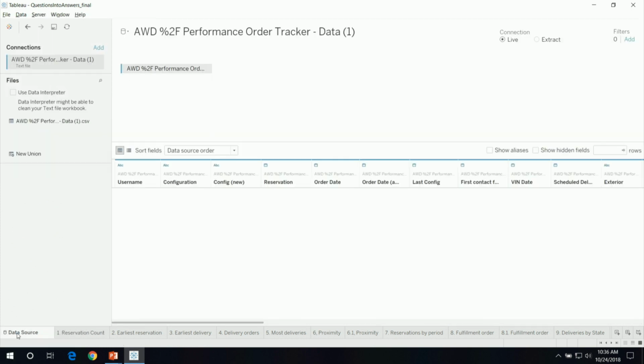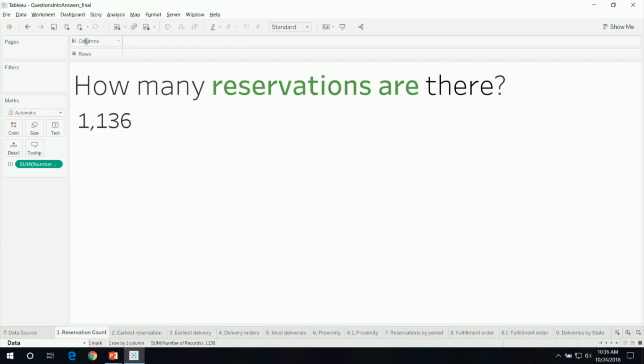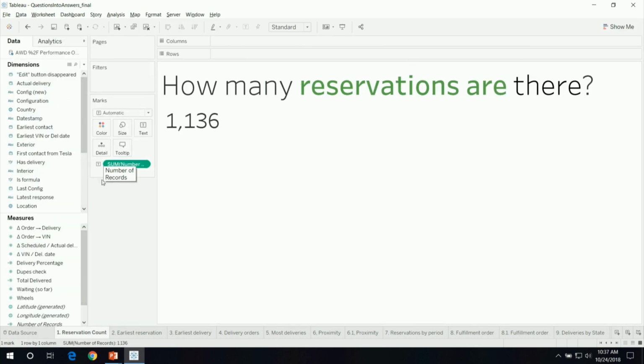So here's the data that I have. I have this all-wheel drive order tracker data. It's got information about where people are, whether or not it has a delivery scheduled, when they ordered it, when they placed the reservation. So I think with all of this information, I should be able to answer questions.